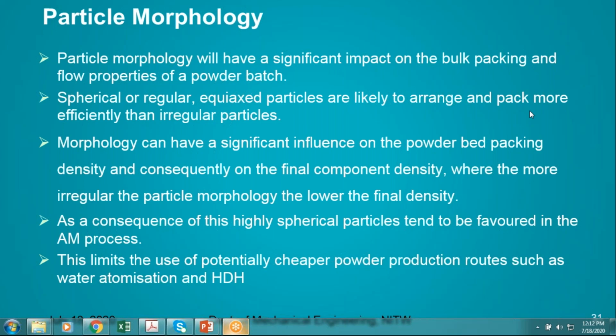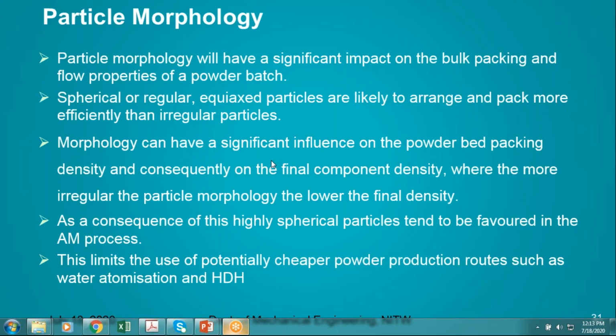If you have highly spherical particles, that will automatically enhance the flowability as well as the density of the components fabricated with this additive manufacturing process. And this limits the use of potentially cheaper powder production routes, such as the water atomization process as well as the hydride-dehydride process.